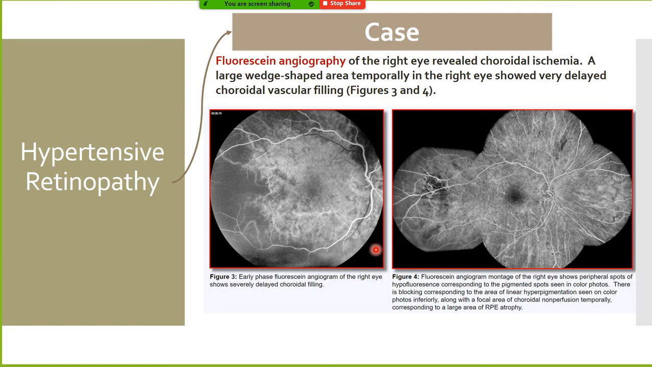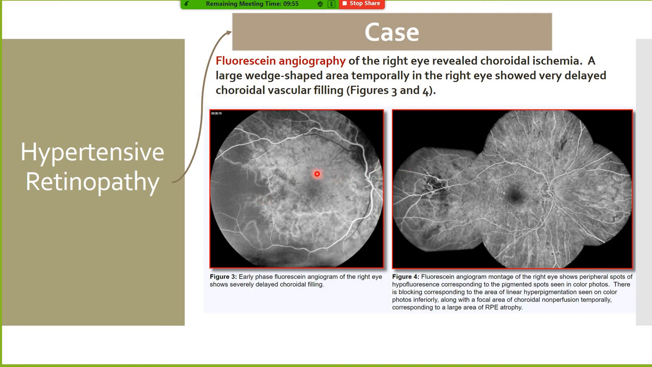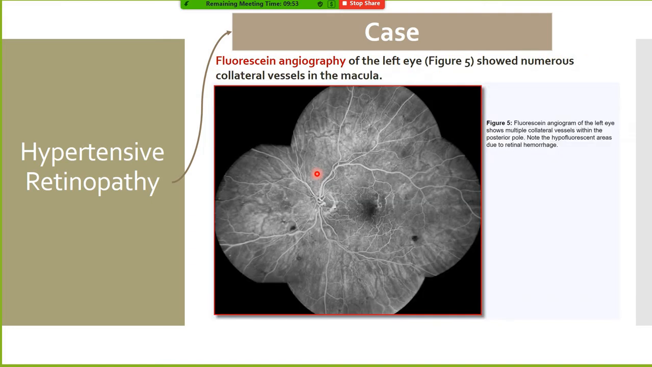When it comes to FFA, the image revealed choroidal ischemia, and there is a large wedge-shaped area temporal on the right side with delayed choroidal vascular filling. These are the major findings to consider in the case of FFA. The left eye showed numerous collateral blood vessels, and except for that, everything else was normal.